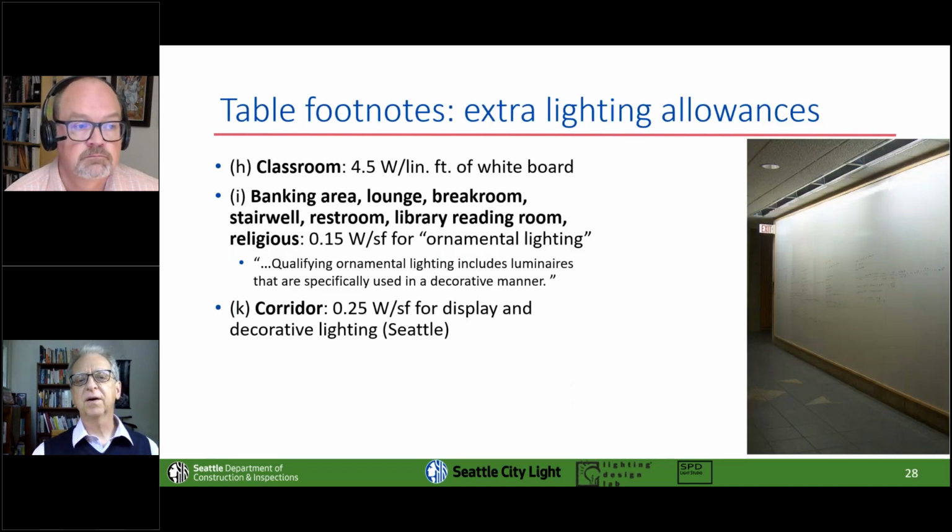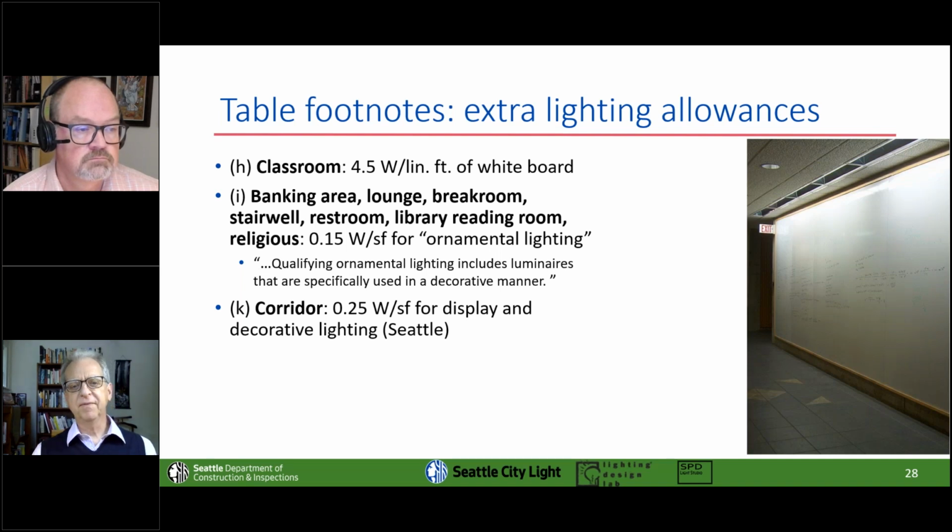We have a few footnotes in there at the bottom of the lighting tables I just wanted to mention. The classroom one, I think we've had that in there for quite a while, but a certain amount per lineal foot of whiteboard. For this kind of miscellaneous grab bag of different room types, there's an extra chunk for what's considered ornamental lighting. That's just something that's not the general lighting.